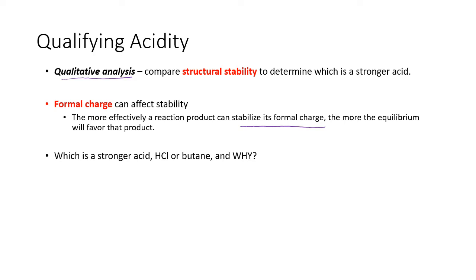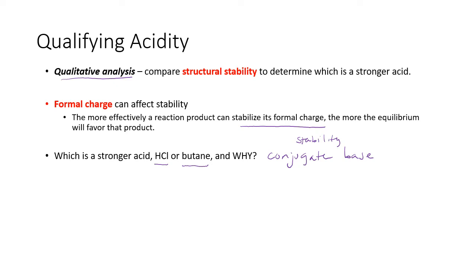So if we dive in by looking at two molecules, comparing structurally hydrochloric acid, which is HCl, with butane, which one would be a stronger acid? And what you want to think about anytime you're comparing structures of acids is, what is the structure of the conjugate base? Because the more stable the conjugate base is, the stronger that acid will be. So that's always something to keep in mind, that we are going to assess the stability of that conjugate base. And then that will tell us who is the stronger acid.